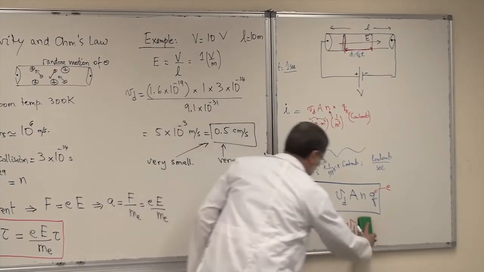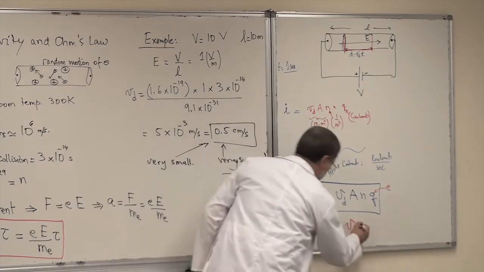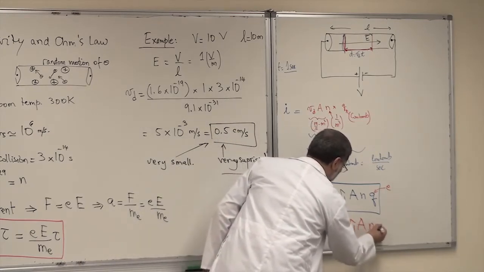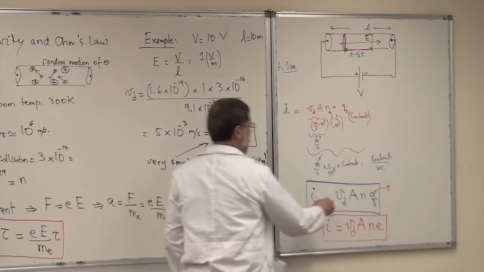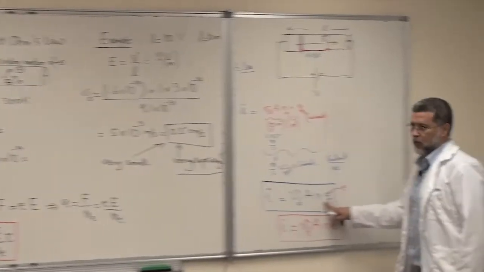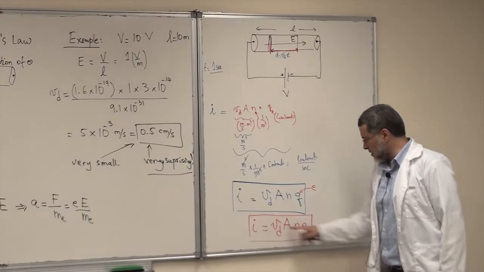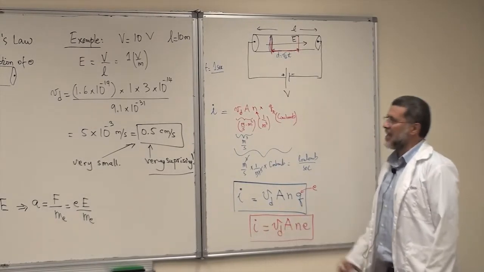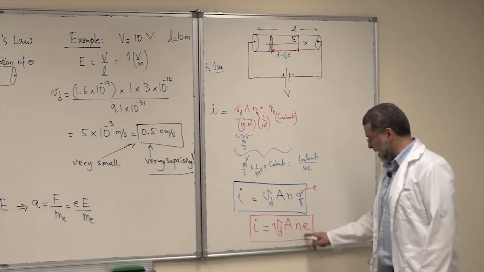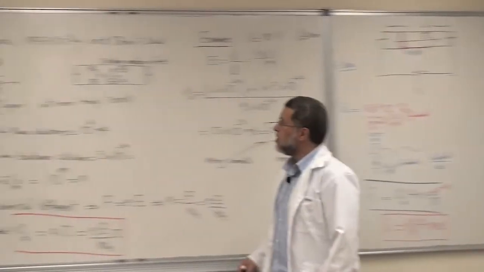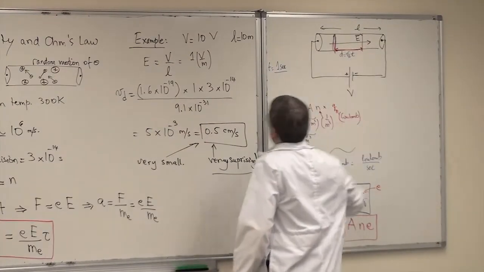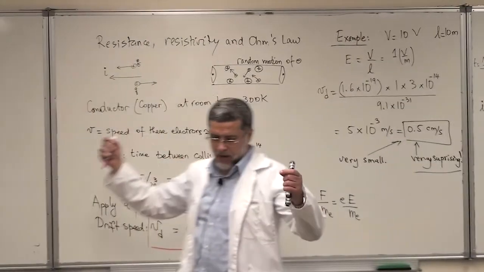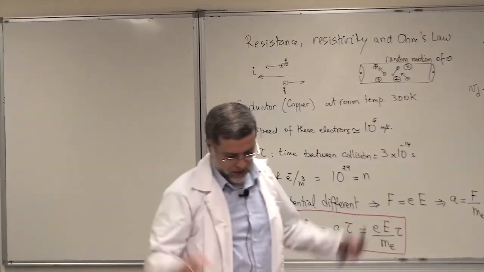A, the cross-section area A, n times e, the charge of the electron. Because here, the charge Q is the charge of the electron. We are talking about electrons. So this is the electric current, the current due to the electrons which are moving in this wire due to the electric field, due to the potential difference and the electric field between the terminals of this wire.